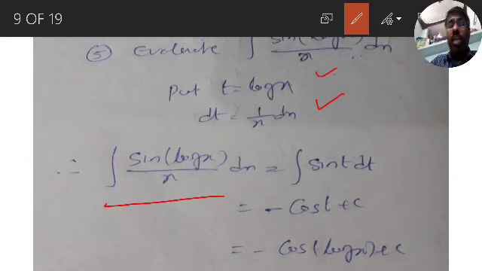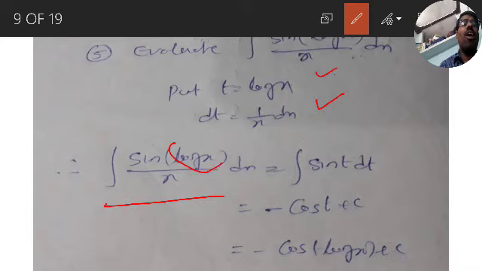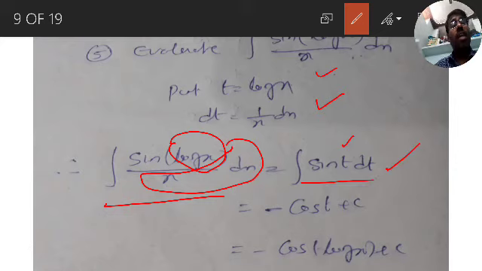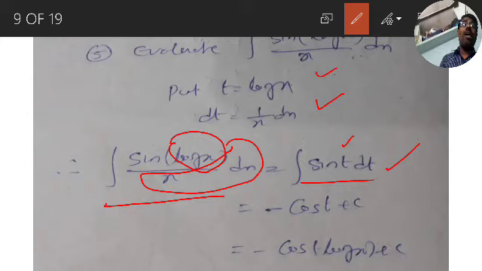So, therefore, integration of sine of log x by x into dx: at place of log x put t, very good, 1 by x into dx put dt. So what is that? Integration of sine t dt. You see, the given integration of sine of log x by x into dx is not at all in the formula. That is not in any standard form, but by the substitution method, the substitution method converts this unknown integral into the known integral. That is what you got, integration of sine t dt.